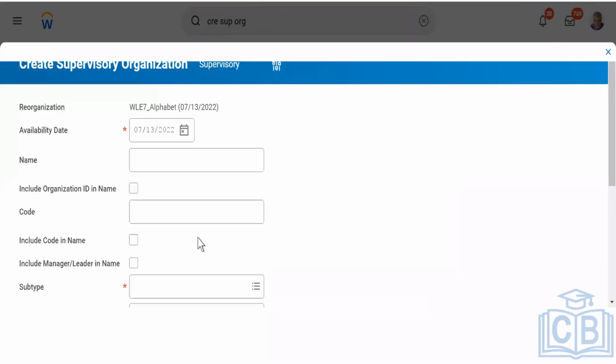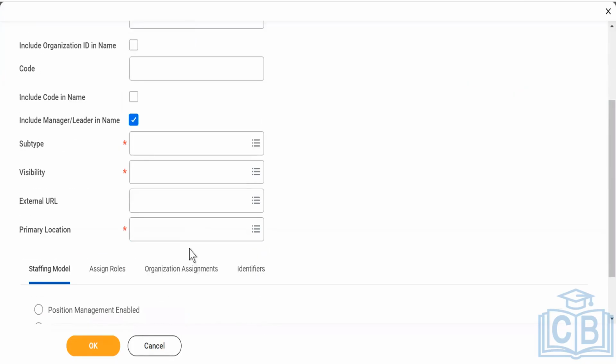I'll click on it, and then you see name, include organization ID. You want to, because this organization ID is something which will be given by default by Workday. We are not creating any ID. It will be there. I'll show it to you when we create it. Then the code we have to give. And if you want to include the code, you can. Include manager/leader in name. Yes, we should always do it. We should know who is going to own what.